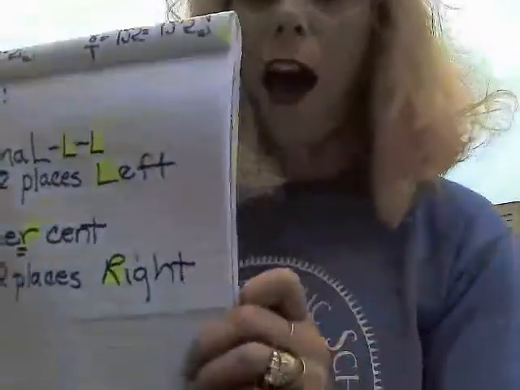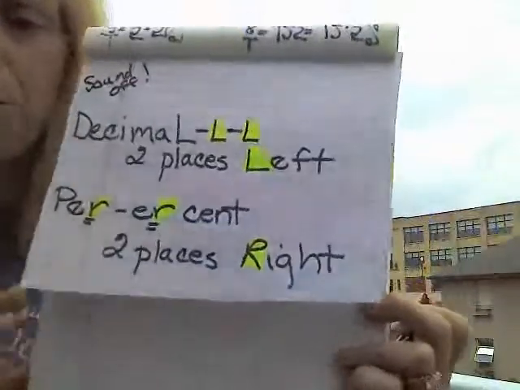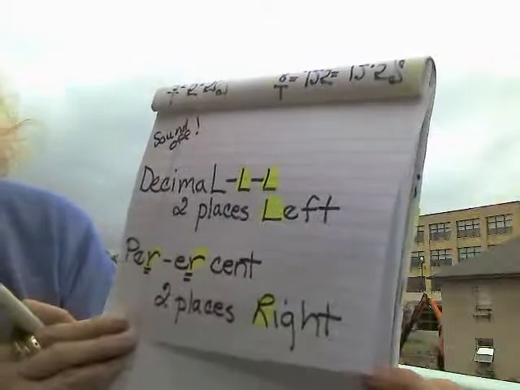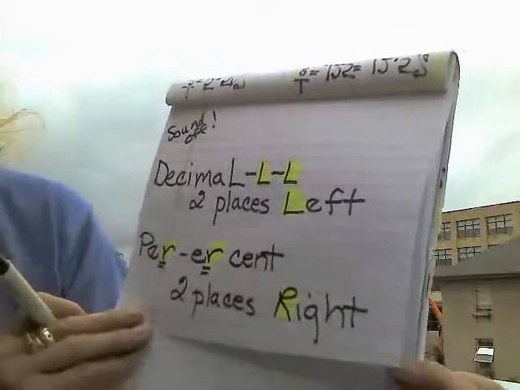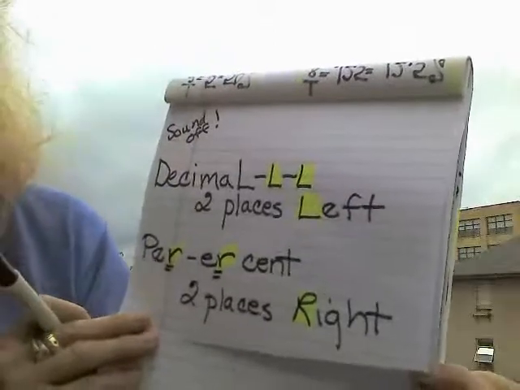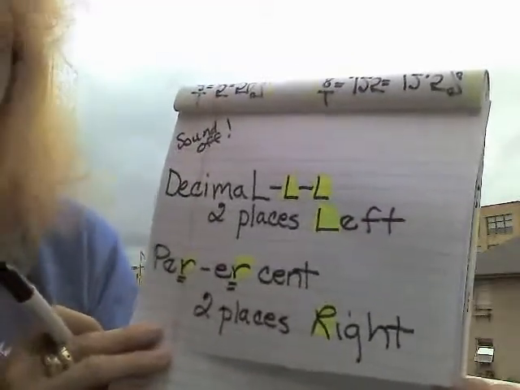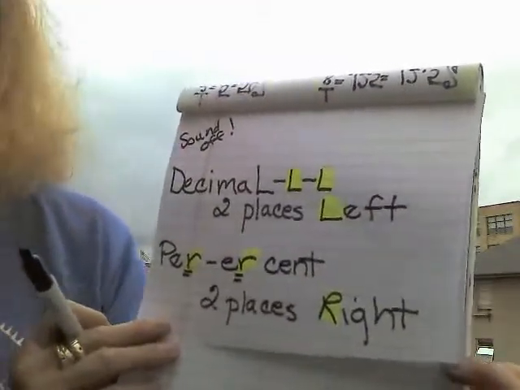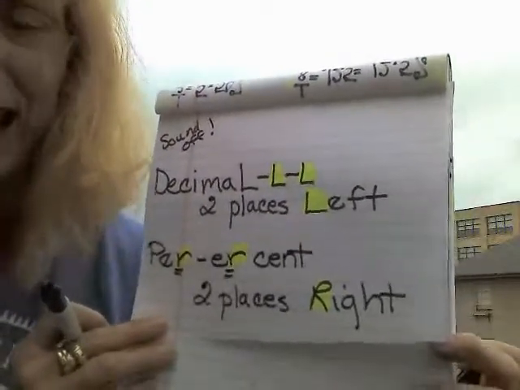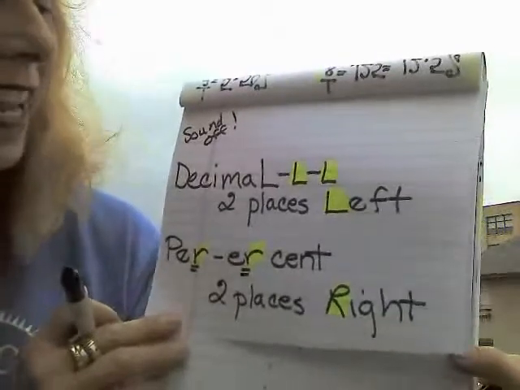Which leads us to our little ditty. It's a sound off. You know those sound offs for those marching tunes? Here we go. Decimal, 2 places left. Percent, 2 places right. Decimal, low, 2 places left. Percent, 2 places right. Decimals and percents are so easy.